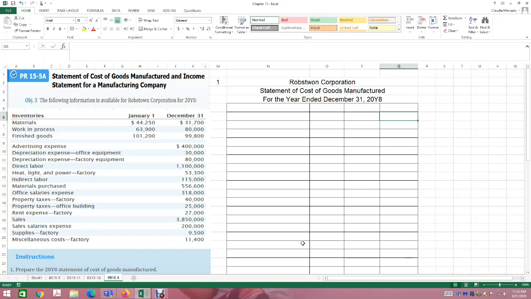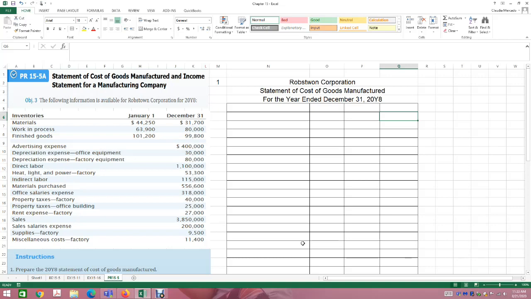If you go through the chapter, it introduces some new accounts that are incorporated into our financial statements for a manufacturing company. The financial statements for a manufacturing company differ from those of a service company. The chapter explains the differences, so make sure that you go back and read that section. And now we're actually going to apply and prepare those financial statements.